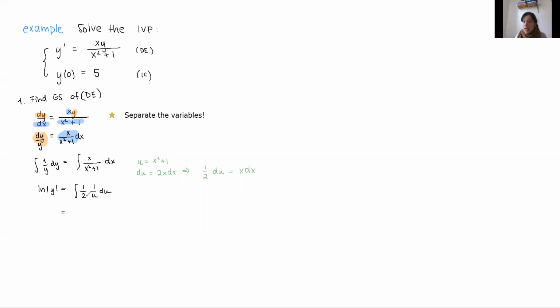Okay, that's good. So that means that I have 1 over 2 times ln of absolute value of u plus c. And I know that u is actually just equal to x squared plus 1, which means that I get 1 over 2 times ln of absolute value of x squared plus 1 plus c. And just as a reminder, this was ln of absolute value of y. Make sense?